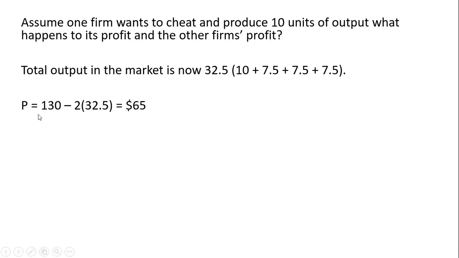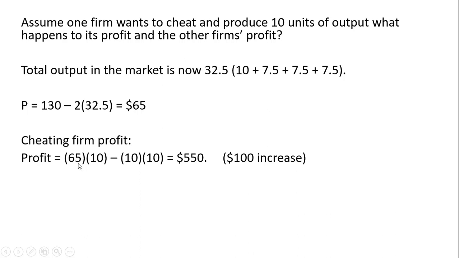So if that's the case, the market price will fall. Plugging this 32.5 into the inverse market demand, the market price is lower. It's now $65. So the cheating firm will sell 10 units at $65 a piece, and its total cost here will be 10 times 10 or $100. The cheating firm's profit will go up by $100. The incentive to cheat then in a cartel collusion model.